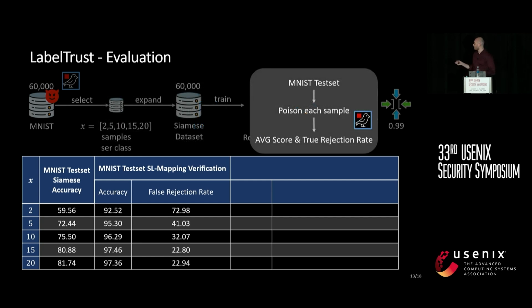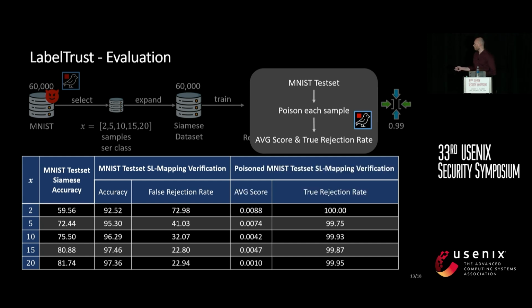Lastly, we looked at poison data. So each sample that we test now is a poison sample. We report the average score, which we expect to be low, and the true rejection ratio, which is expected to be high. So as we can see, the average scores are really low here. And already in the first iteration, where we only have 2 samples from each class in the reference dataset, we can detect 100% of the poison samples. Over time, we can only detect 99 point something.